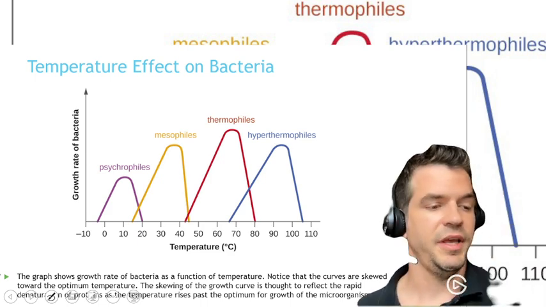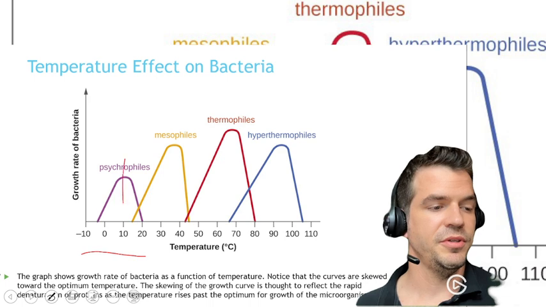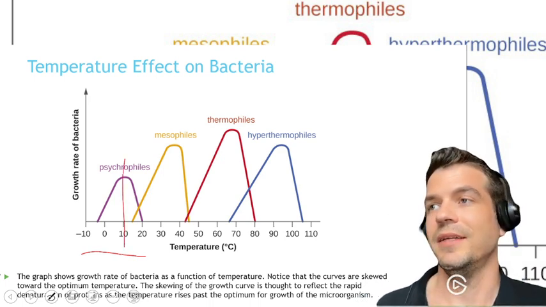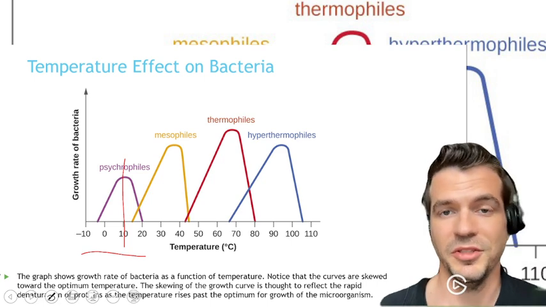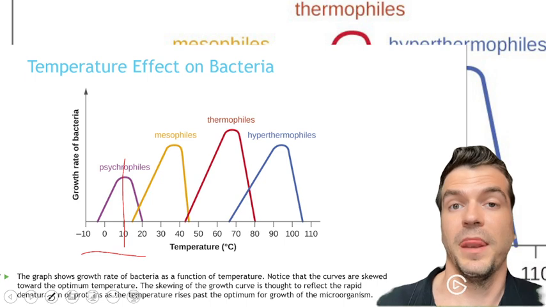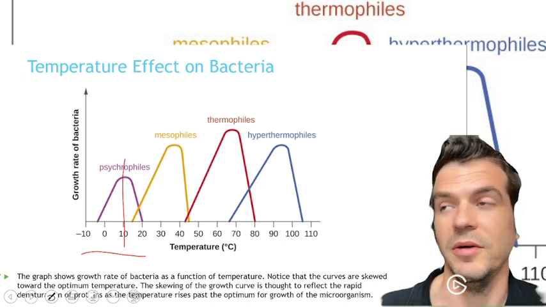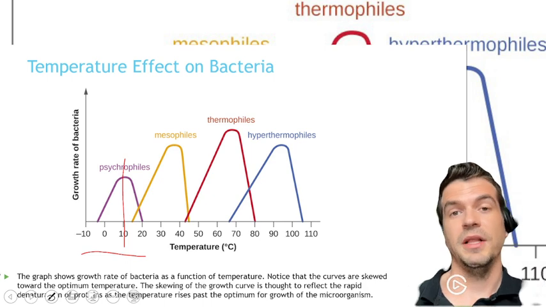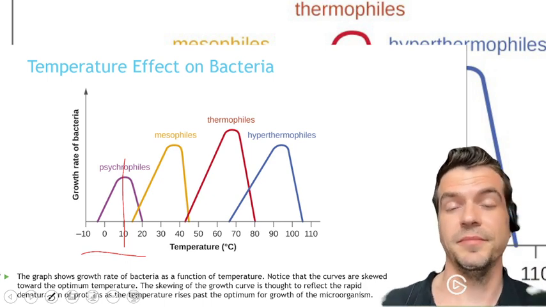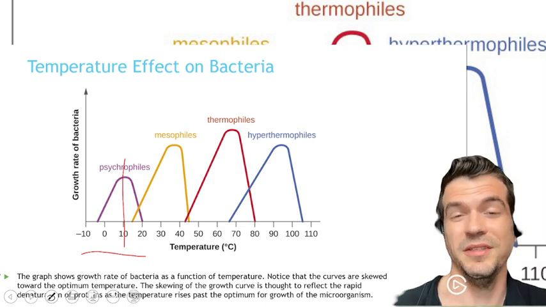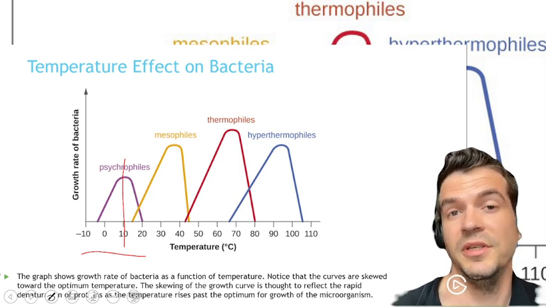Psychrophiles, okay, note the temperature. We're going down here at 10 degrees Celsius. That is almost freezing, so you can put those bacteria in the fridge and they would still be alive. Those are things like listeria that we just talked about. Listeria would be a psychrophile because it lives in the fridge just fine.